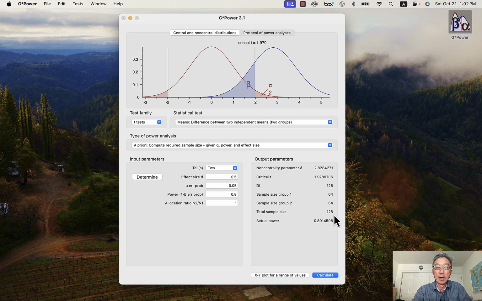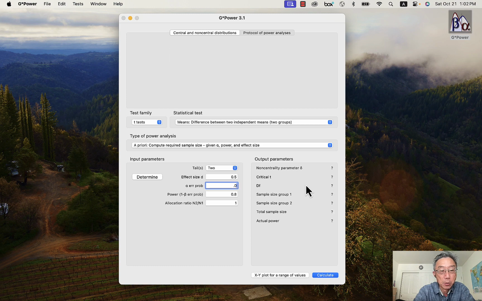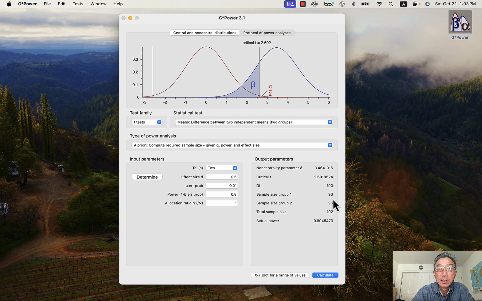Okay, so now, since we have this tool, it's quite interesting to see what happens if we decide to conduct the test at, instead of alpha equals 0.05, alpha equals 0.01. Our sample size increased from 64 to 96 in each group. So if you want to be more restrictive, then the power goes down, and if you want to achieve the same level of power, you have to use more participants.